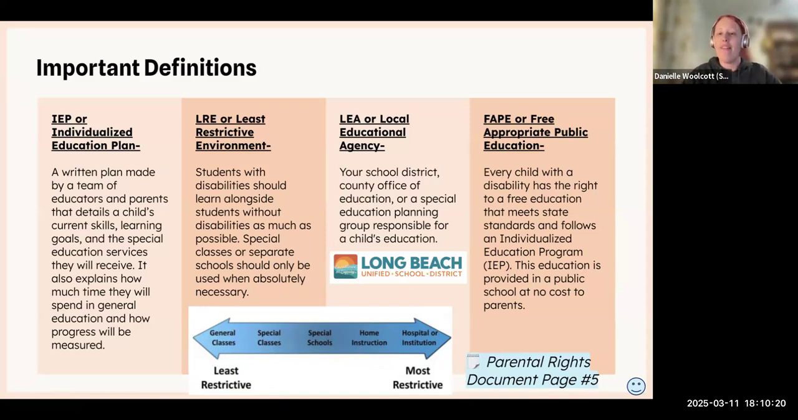Another acronym that we have in special education, there are a lot of acronyms, is FAPE, Free Appropriate Public Education. And this is the legal right that every child with a disability has the right to a free education that meets state standards and follows an IEP, and it should be provided in a public school at no cost to the parents.